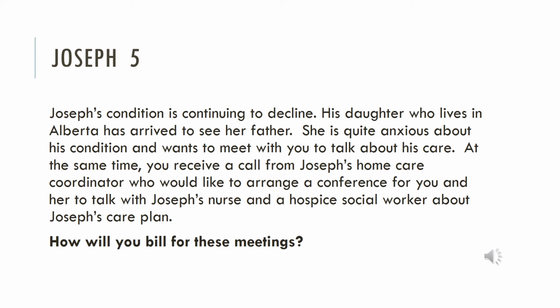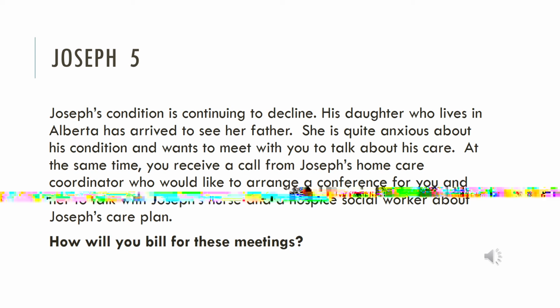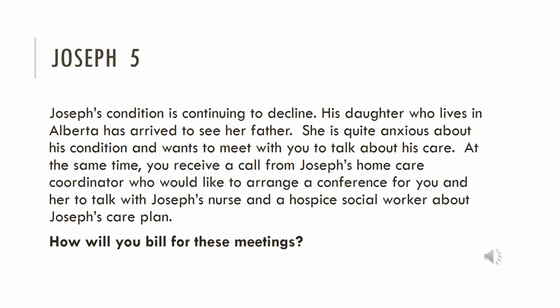Joseph's condition is continuing to decline. His daughter, who lives in Alberta, has arrived to see her father. She's quite anxious about his condition and wants to meet with you to talk about his care. At the same time, you receive a call from Joseph's home care coordinator, who would like to arrange a conference for you and her to talk with Joseph's nurse and a hospice social worker about Joseph's care plan. How will you bill for these meetings?